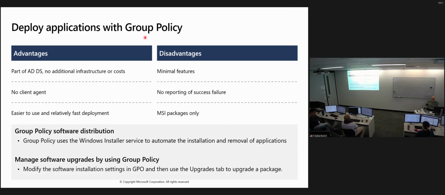Problem is, though, minimal features. There's no reporting on success or failure. I think I heard some people mentioning earlier on in the week, no reporting from group policies. What's going on? And it also only supports MSI packages. So if you've got an executable, you need to repackage it into an MSI in order to be able to deploy it using group policy.